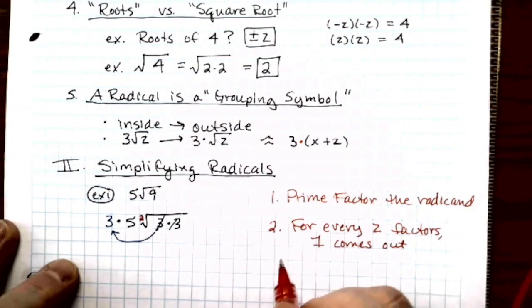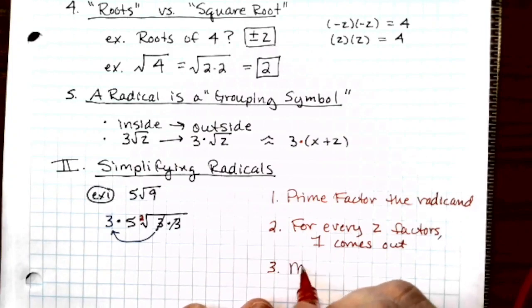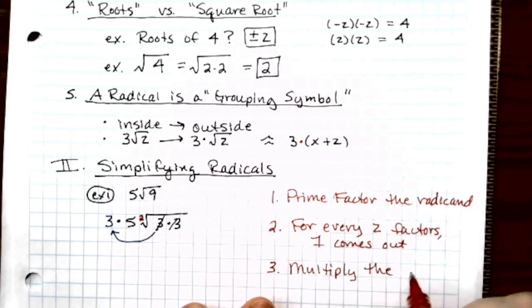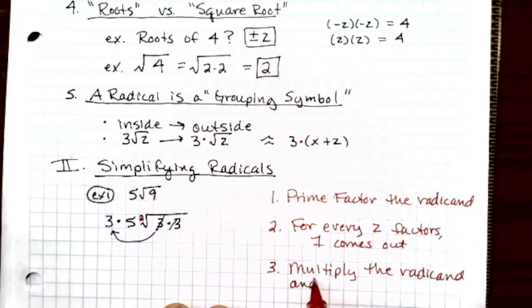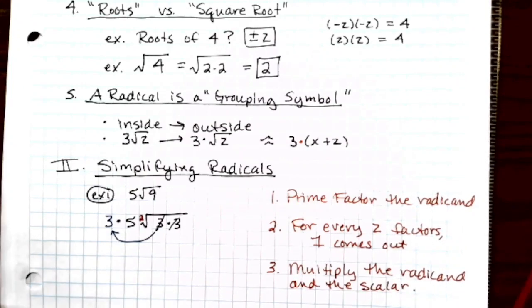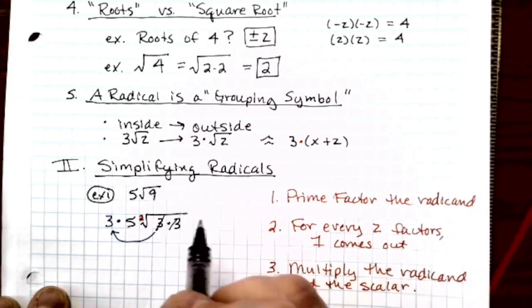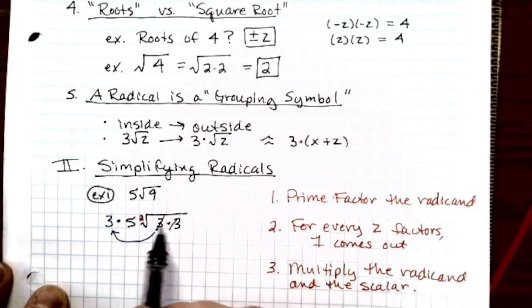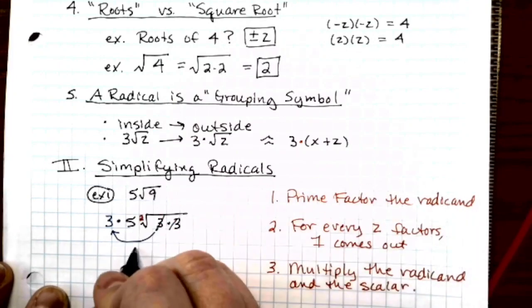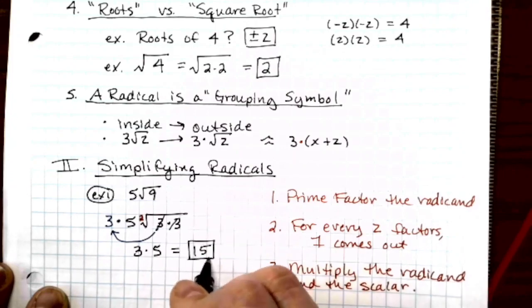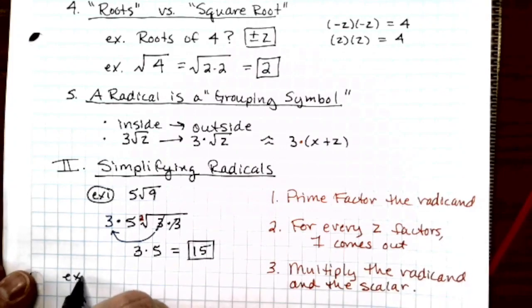The third step when simplifying is you're going to multiply the radicand and the scalar. So if you have factors strung together, you're going to multiply them out. Now in this example, the radical goes away. You can't have an empty radical. So since there's nothing left, it's now gone. And we just multiply 3 times 5 together, which is 15.